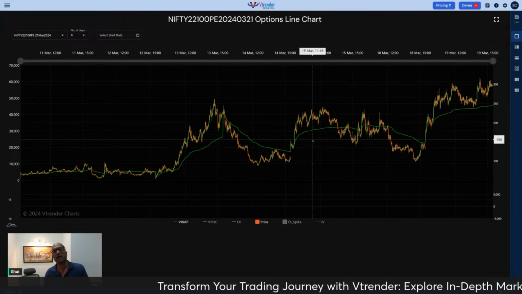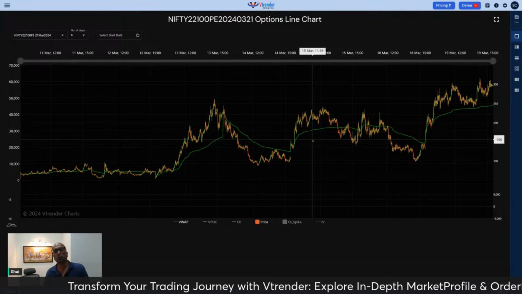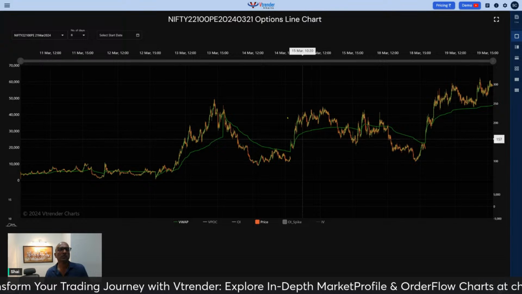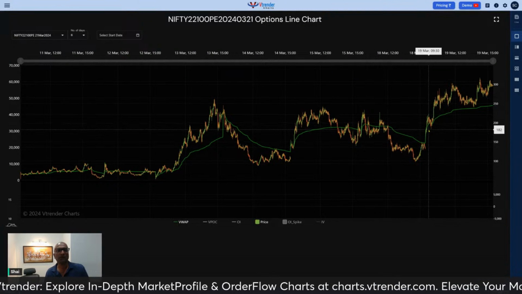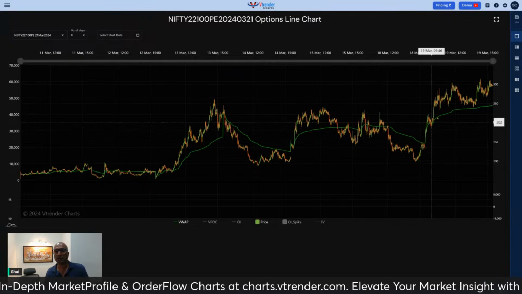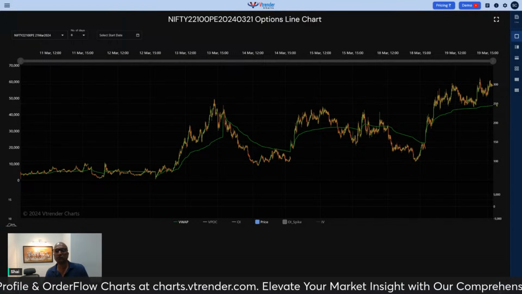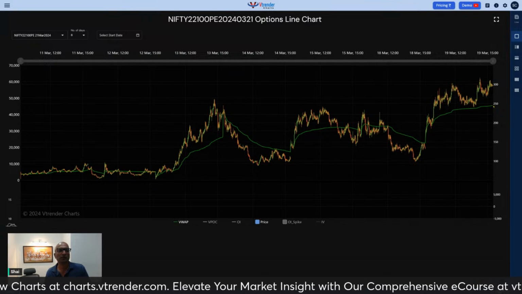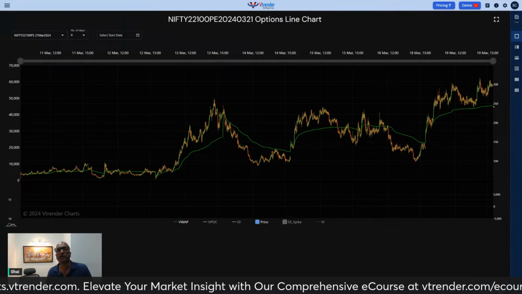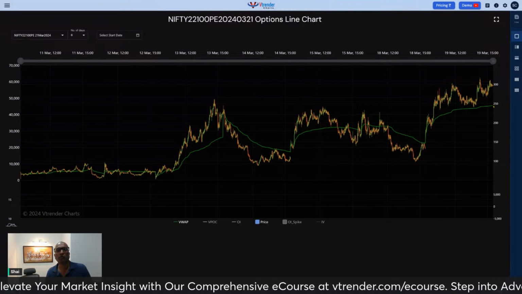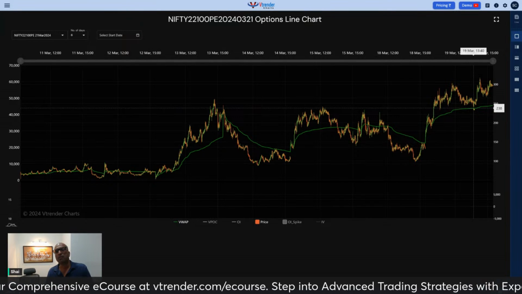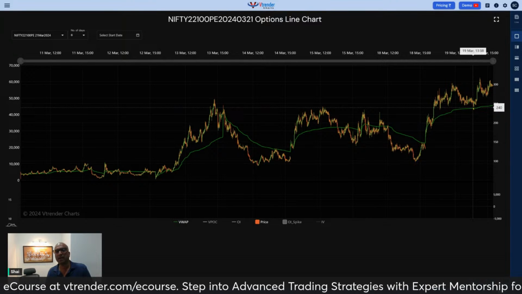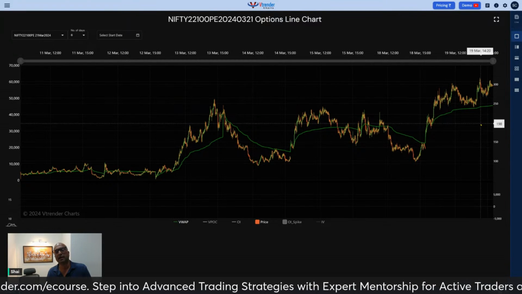If price stays above VWAP, who is in control? Buyer. So in this case, we're looking at the 22-100 PE, and all through the morning we were looking at buying the put. This is an in the money put, which we took right in the morning at about 9:20, 9:25, because of order flow data in the Nifty right at the open. In this case, price has stayed above VWAP all day. It came back, tested VWAP and has stayed above VWAP.